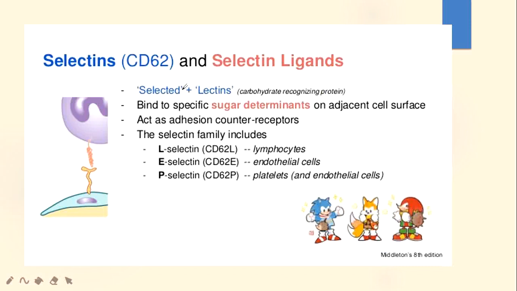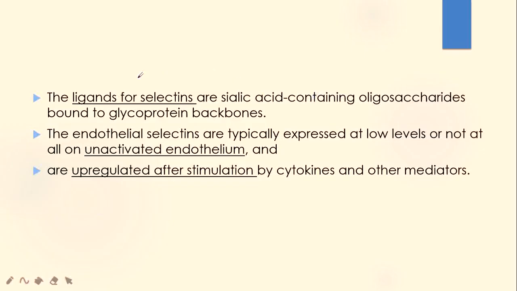Selectins are basically selected lectins, carbohydrate recognizing proteins. The ligands for selectins are sialic acid containing oligosaccharides bound to glycoprotein backbones. Normally selectins are expressed at low levels, or not at all, on unactivated endothelium, and they are upregulated after stimulation by the cytokines.